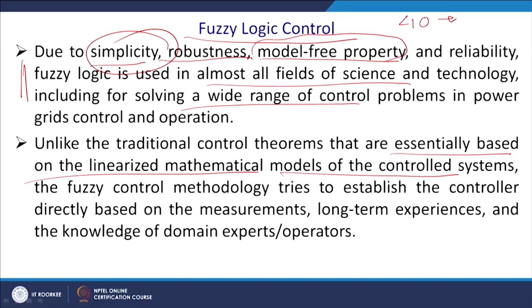On the other hand, the fuzzy logic methodology tries to establish the controller directly based on measurements, long term experiences and the knowledge domain of the experts or the operators. So, when you know the cause and effect relations, that is basically the fuzzy expert system. You know, if it is warm, you require to put on this cloth. Say if it is a fuzzy logic controlled washing machine, you know that if the cloth is dirty and the cloth is jeans, then this will be the time to be set for your washing machine, that is a rule base.